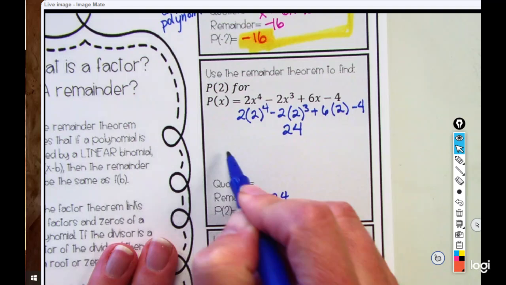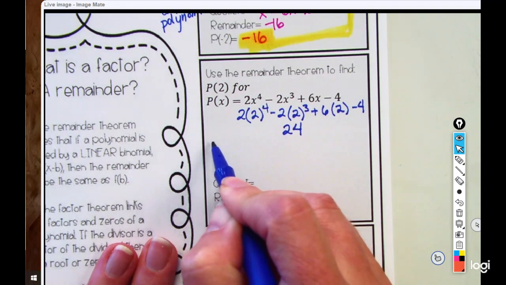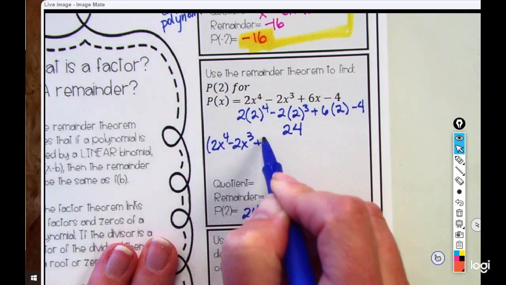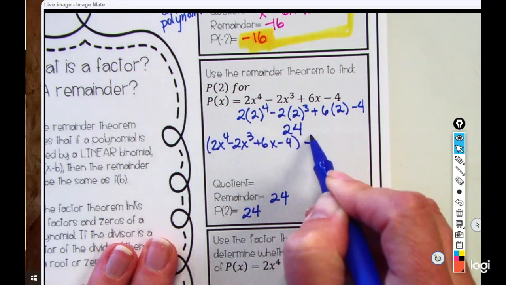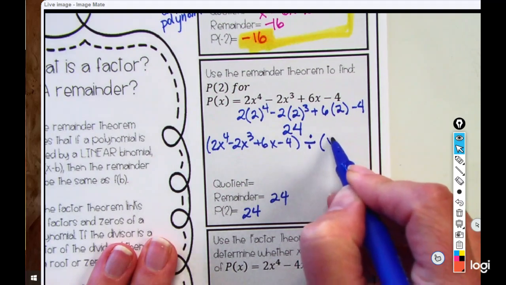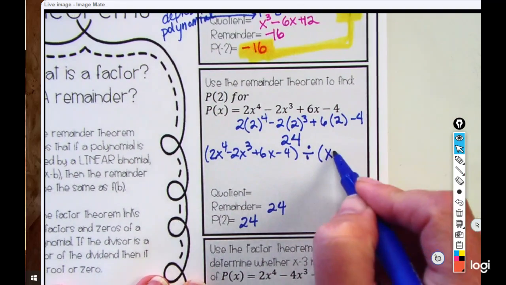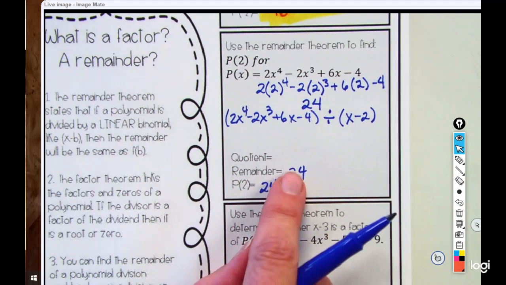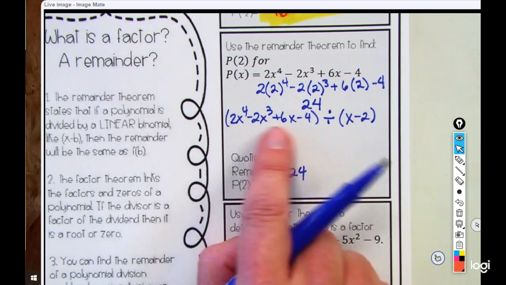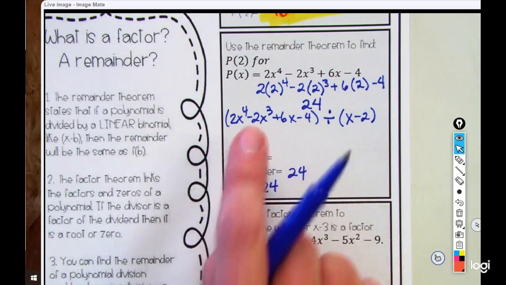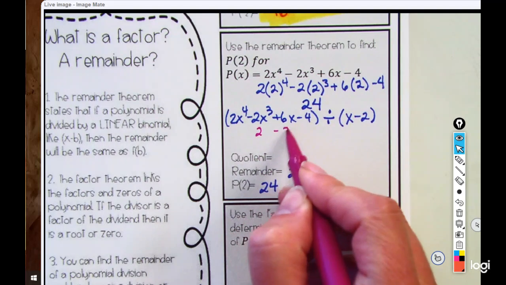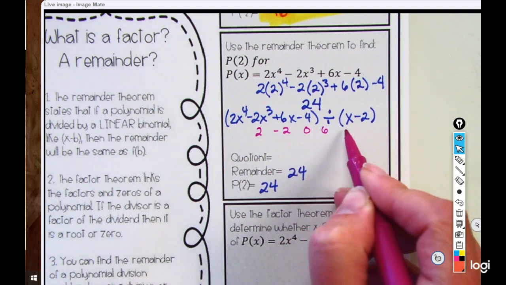All right, so we're dividing. Let me write it all out. 2x to the 4th minus 2x cubed plus 6x minus 4 divided by x minus 2. I would like you guys to do that and verify that our remainder is 24. Do I need a 0 on this one? Yes. What term are we missing? The x squared term. I just talked about it and I almost missed my 0.